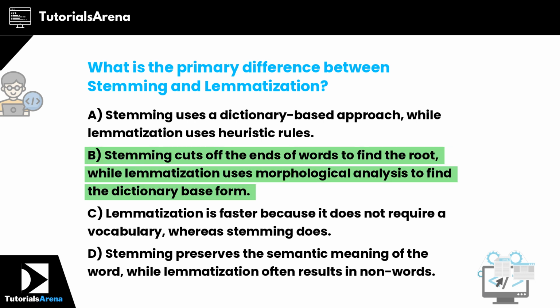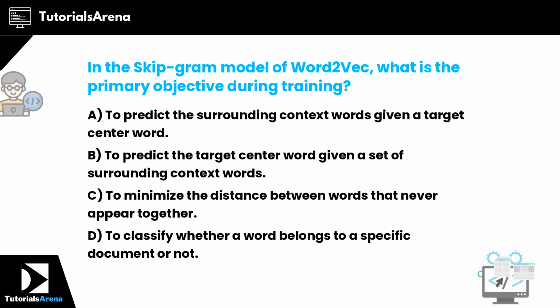The correct answer is option B. Stemming cuts off the ends of words to find the root, while lemmatization uses morphological analysis to find the dictionary base form. In the skipgram model of Word2Vec, what is the primary objective during training?